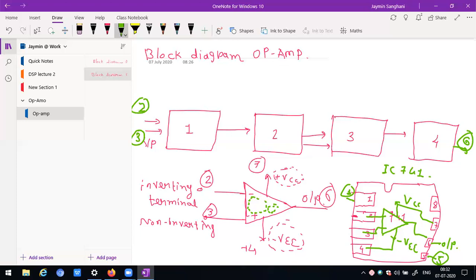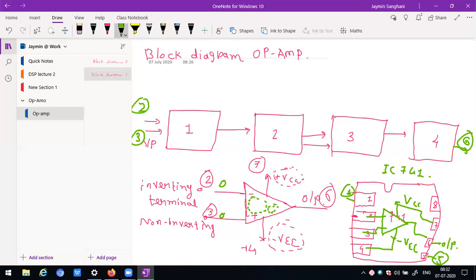They can be used for offset compensation. Offset compensation means what? If I apply 0 input here, still we can get some output, something in millivolts. Now we want to nullify this output. At that time these 2 terminals are used. How it can be used, that I will explain later on.